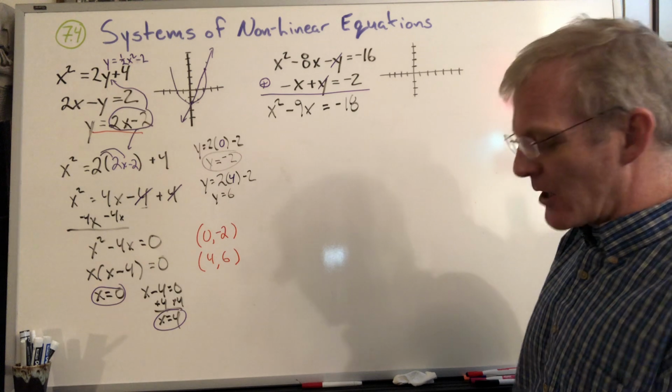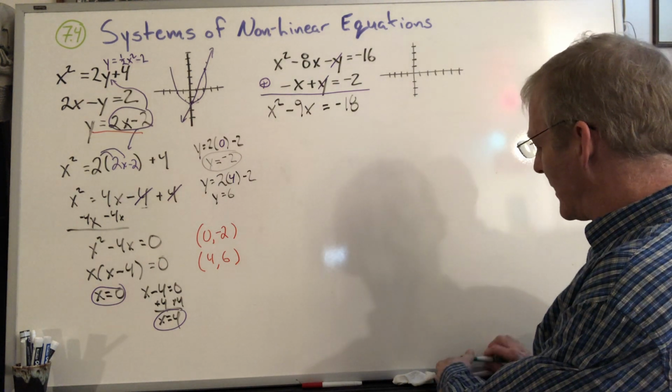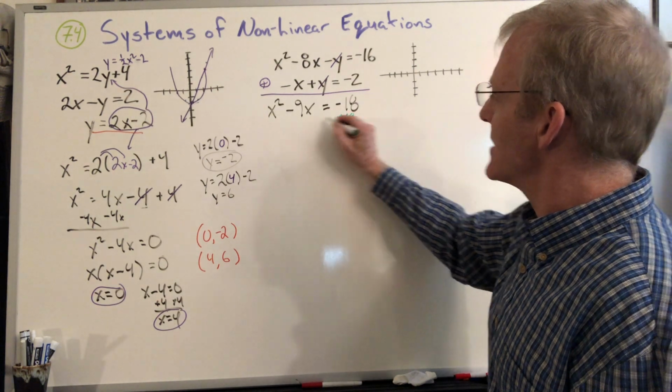This is a quadratic. So we're going to have to move that plus 18, aren't we? Let's go ahead and change color a little bit here. Let's go to green. Get rid of the purple. So let's add 18 to both sides.